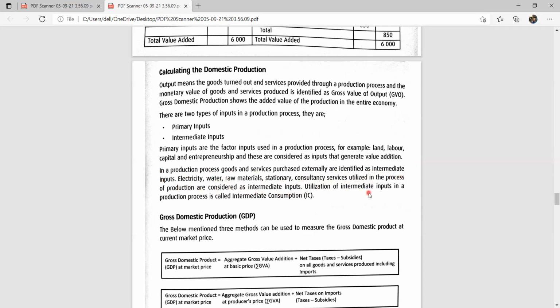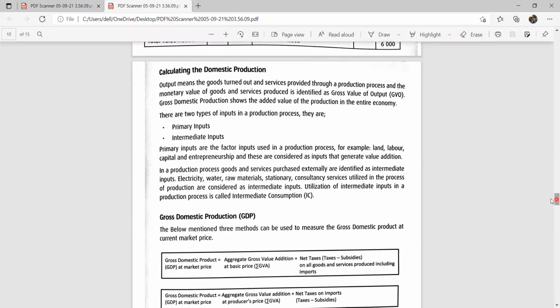Electricity, water, raw material, stationery, consultancy services utilized in the processes of production are considered as intermediate inputs. Utilization of intermediate inputs in a production process is called intermediate consumption. In the previous case, for example like cake, primary inputs include land, labor, capital, entrepreneurship. These are the primary factors of production that generate output.